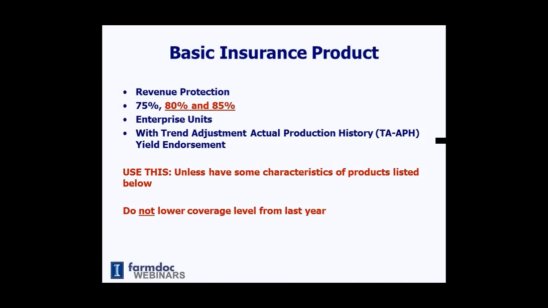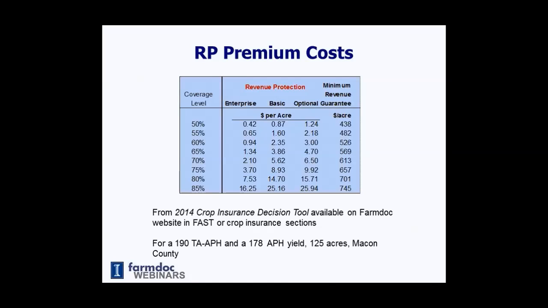RP, revenue protection at a higher coverage level, 75, 80, and 85%, using enterprise units with a trend adjusted APH yield endorsement. So using that TA APH yield endorsement to get a higher APH or guarantee yield. We'd suggest that this will be a policy that most people will find very good. Again, most people are here already. One of the things that I would suggest is to not lower the coverage level from last year.